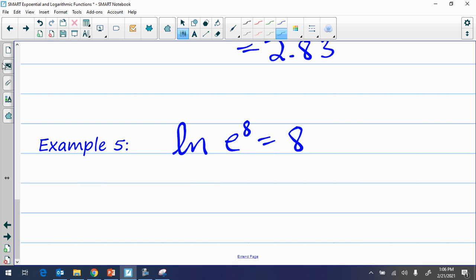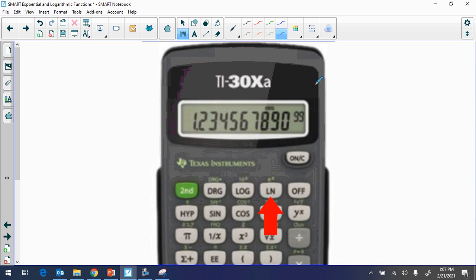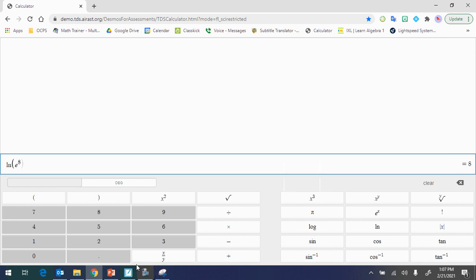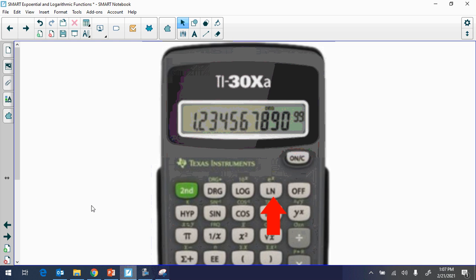Now, if you're on your TI or any other scientific calculator where you can't see your e to the x right there, you're actually going to go 8, click second, and click that button for e to the x, and then you're going to click the natural log. So again, pause and try the question on your calculator so you know how to type it in when the time comes.